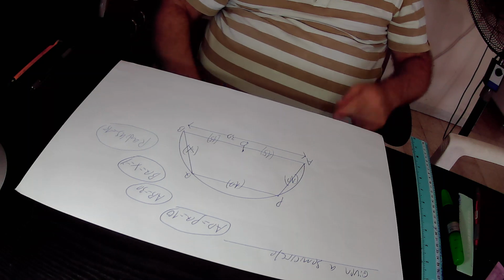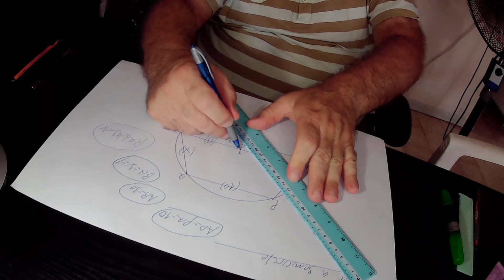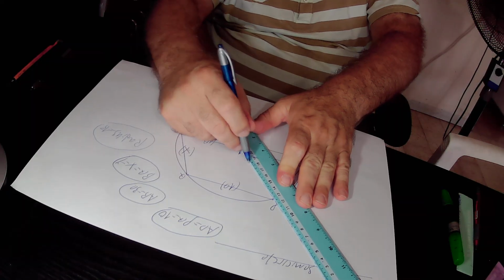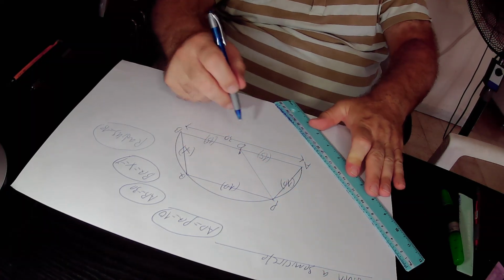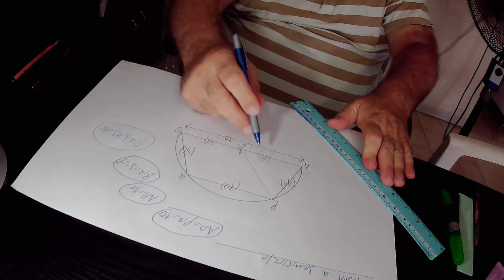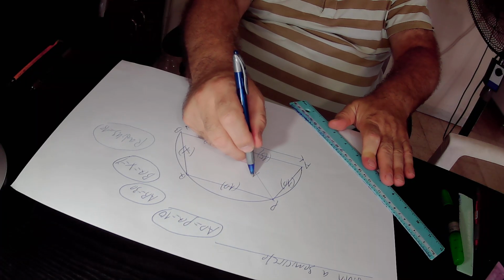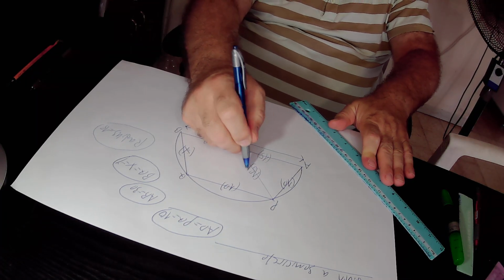In the next step, we join points O and P together by a straight line. Point O is the center of the semicircle, and point P is a point on the semicircle as well. Therefore, OP is a radius of this semicircle. That's equal to 15 units in length.